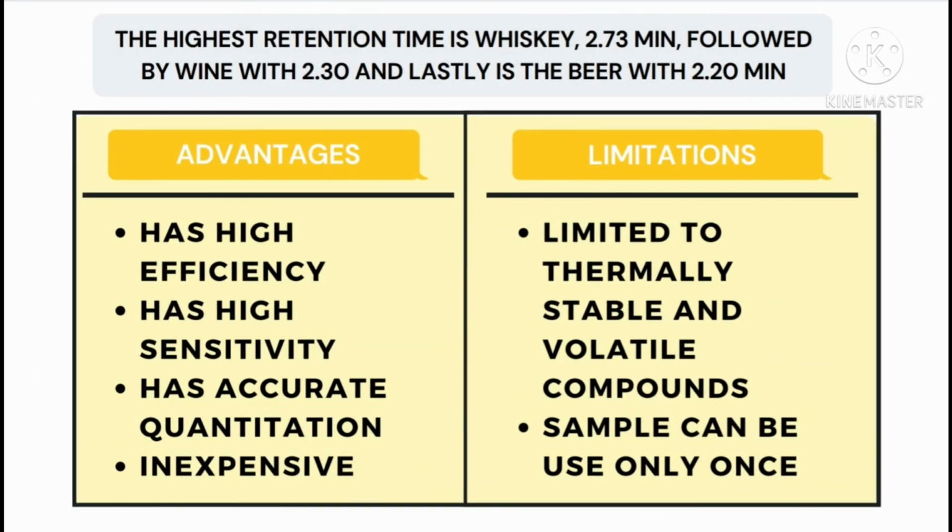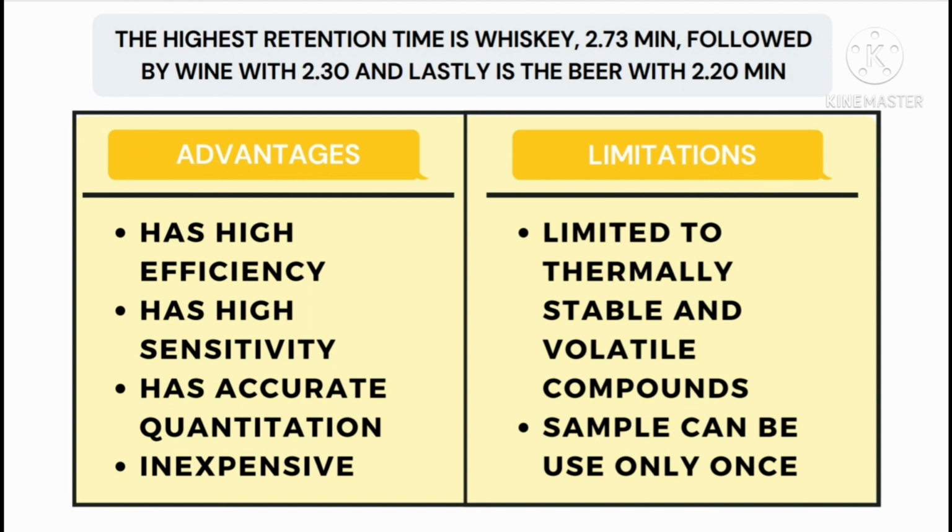In conclusion, the higher the retention time, the higher the ethanol concentration in alcohol beverages. Therefore, whiskey has the highest concentration of ethanol as it has the highest retention time, followed by wine and lastly beer. The retention times for each solution are 2.73 minutes, 2.30 minutes, and 2.20 minutes respectively.